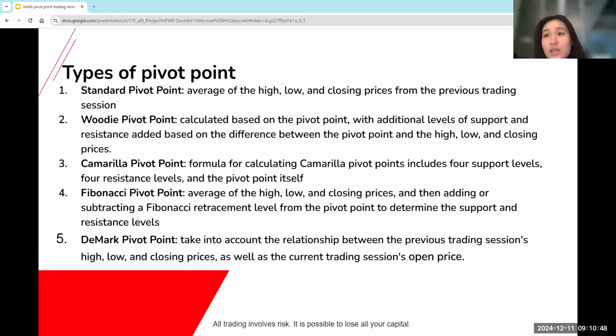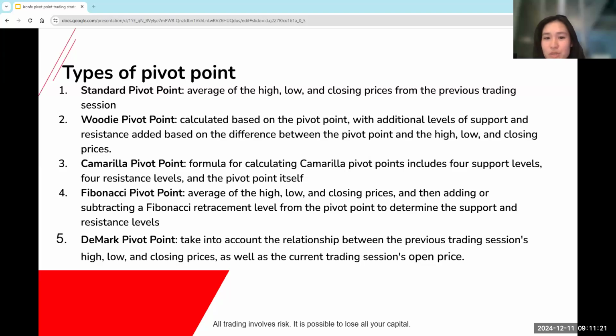So this method, I'm kind of jumping to number 4 here, uses Fibonacci retracements to determine the pivot point and support and resistance levels. So the pivot point is calculated by taking the average of the high, low, and closing prices, and then adding or subtracting a Fibonacci retracement level from the pivot point to determine your support and resistance levels.